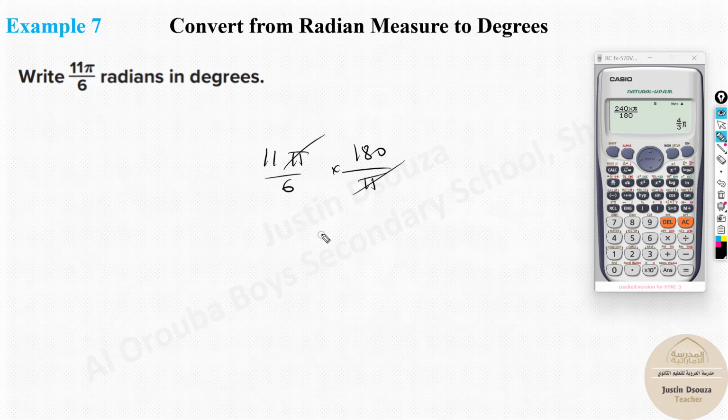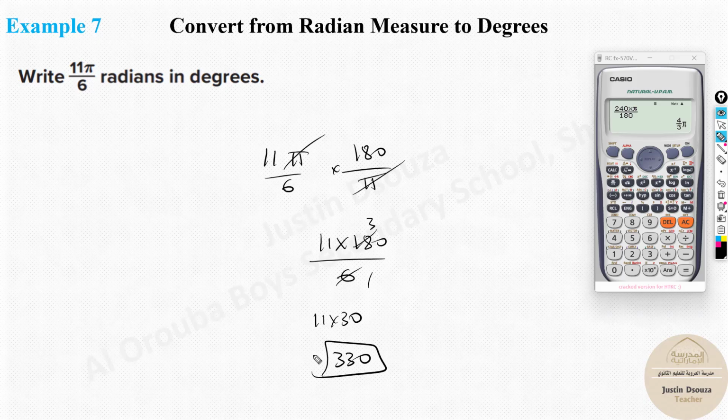This pi cancels. You're remaining with 11 times 180 by 6. 6 1 time, 3 times. It'll be 11 times 30. It is 300 plus 30. That's 330. So that will be your answer. Or you can just use your calculator. 11 by 6. Now I'll show you another shortcut. This is pi multiplied by 180 divided by pi. That will be this answer, 330 itself.